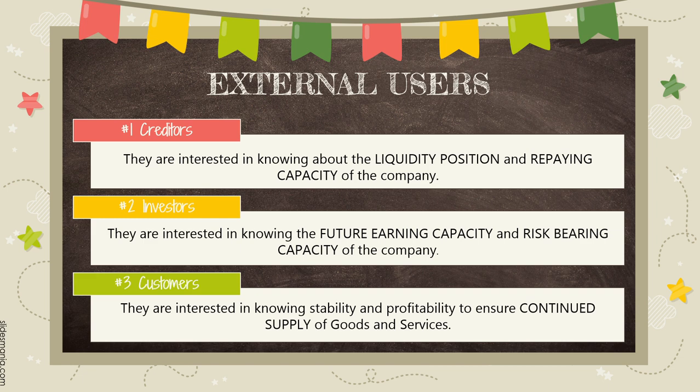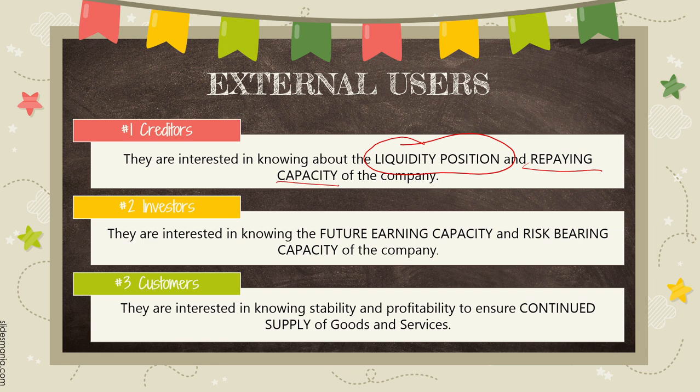So they want to know the liquidity position. Liquidity position is how much cash and cash equivalent is available with the company. That they should know. And then their repaying capacity: whether their amount will be repaid on the set date, and whether on maturity they will be able to get back their amount. That is visible in the financial statement, right? So the creditors require it to know about their liquidity position and repaying capacity. Okay. Number two, the investors.